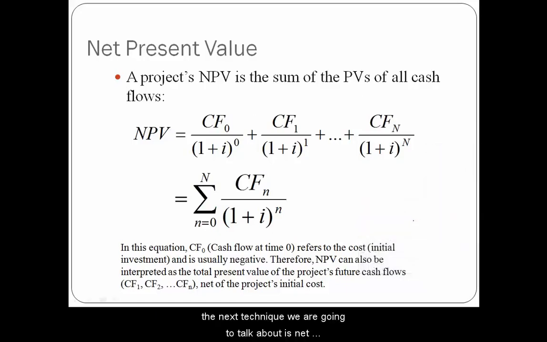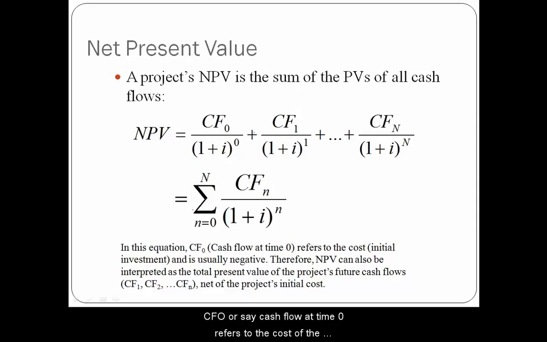The next technique we are going to talk about is net present value. A project's net present value is the sum of the present value of all its cash flows. So if you look at this equation here, NPV is calculated as the present value, or say discounted value, of all its cash flows, and you sum them up.